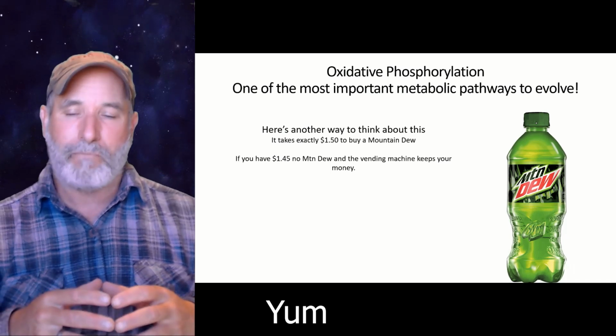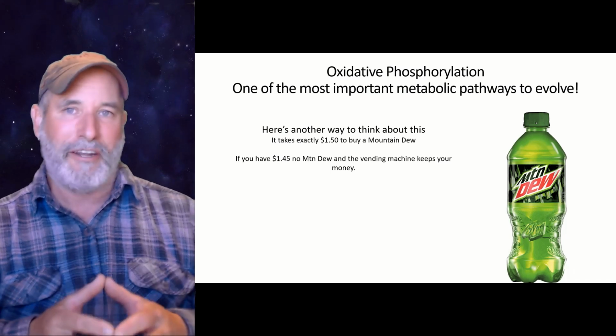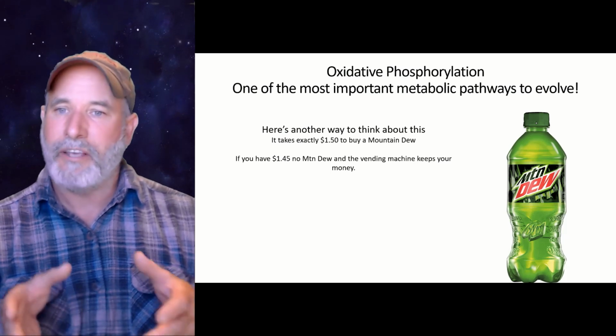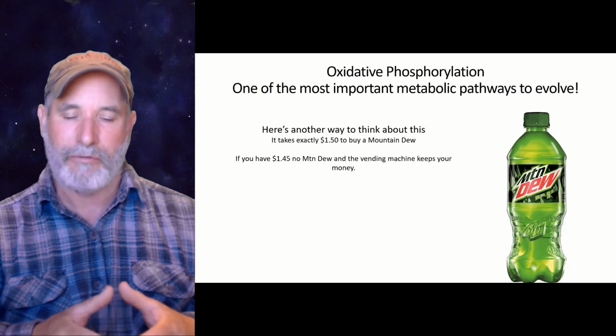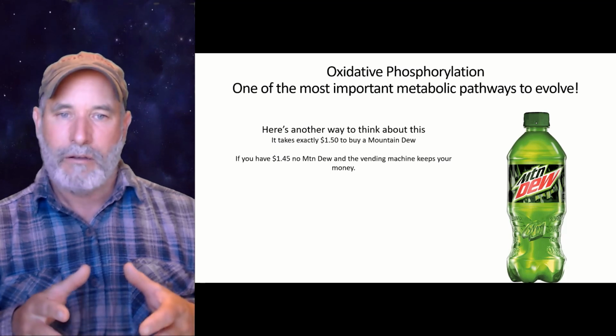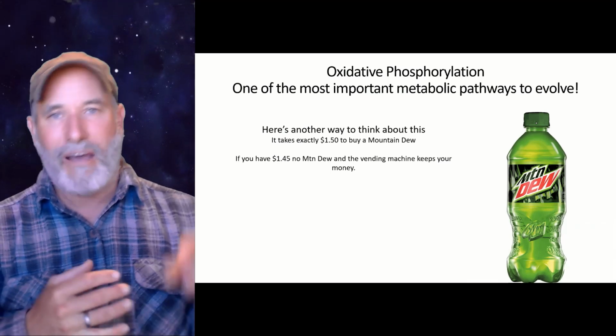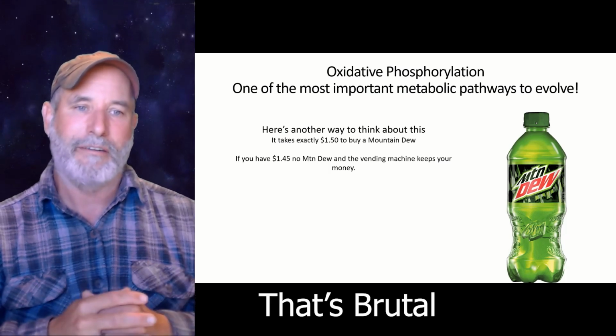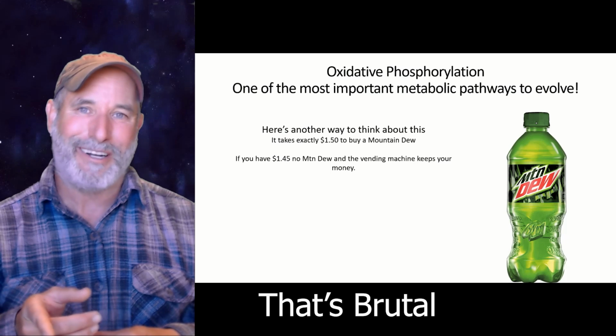And basically, let's say you want to go to a vending machine. It takes $1.50 to buy a Mountain Dew. It takes 7.3 kilocalories a mole of energy to get an ATP. Okay? If you get $1.45 and you put it in the vendor, you don't get 90% of a Mountain Dew. You get none. And the machine keeps your money. Sucks.